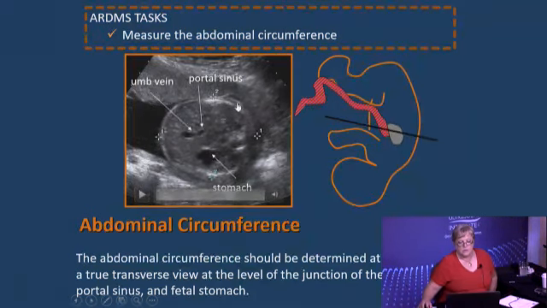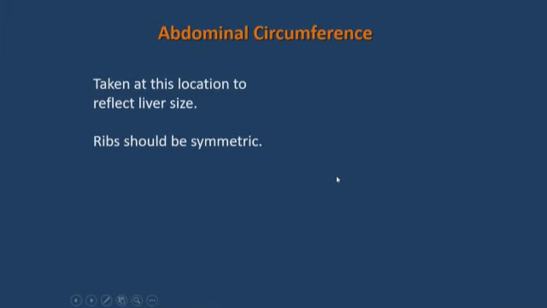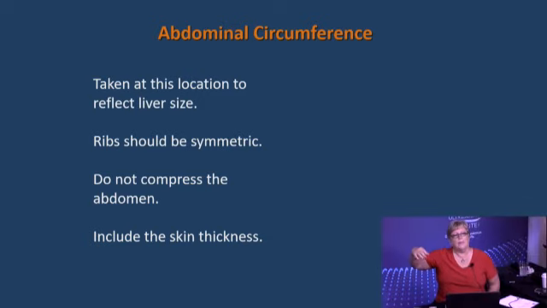Now this is another measurement that we're going to be doing, the circumference. Again, it's done on the skin layer, on the outside of the skin layer. The location is chosen to reflect liver size. Ribs should be symmetrical. Don't compress the abdomen. You can actually make the abdomen smaller if you're pressing too hard. So sometimes you have to remind yourself, especially in the late second trimester and third trimester, to release some of that pressure and allow that nice little abdomen.